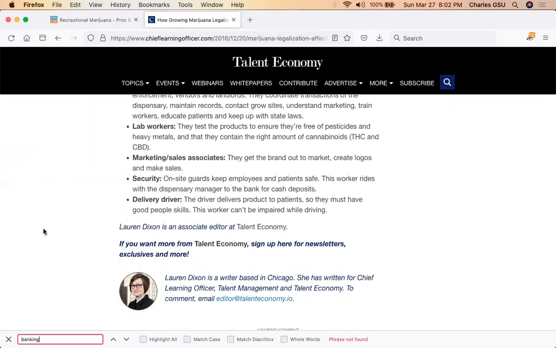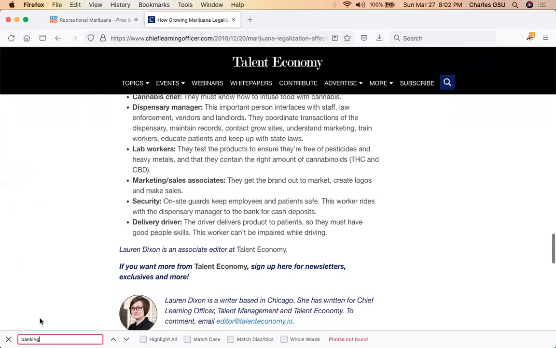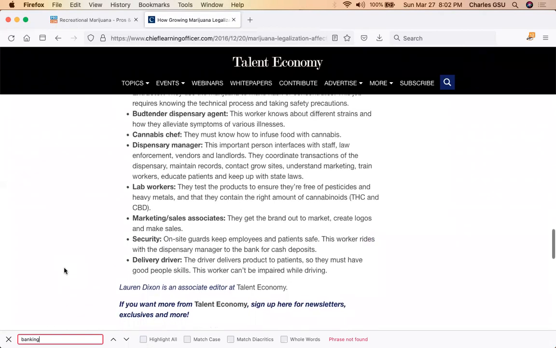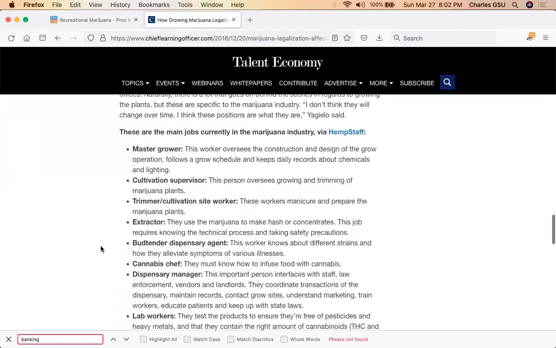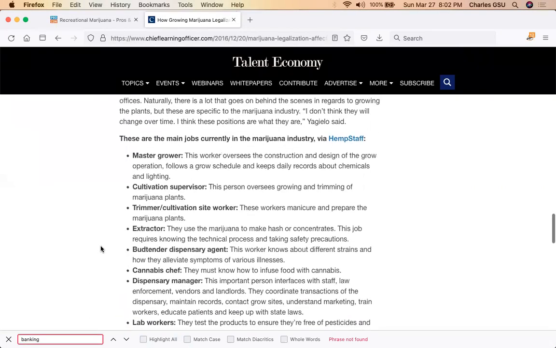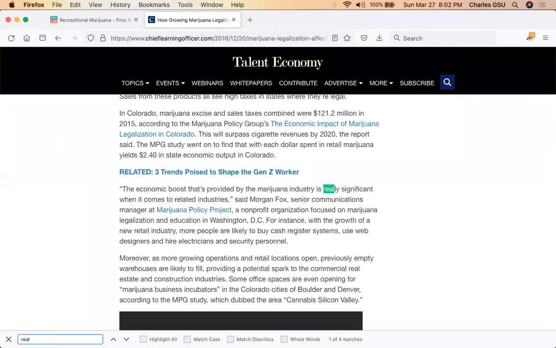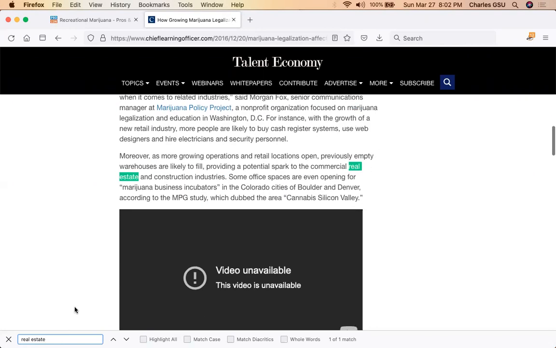Well, banking per se, the word, as you can see down here, does not show up. It doesn't include information about banks for cash deposits. Okay. Let's see. Does it include information about real estate? Right. There's a little bit about it right here.